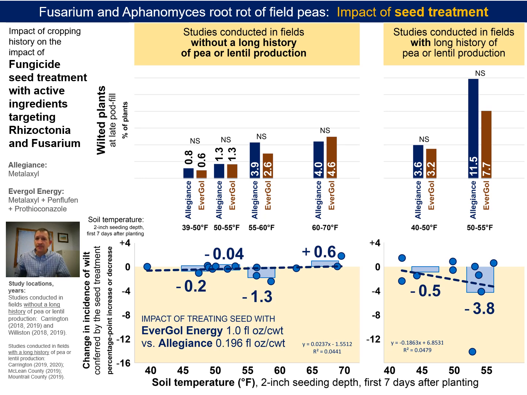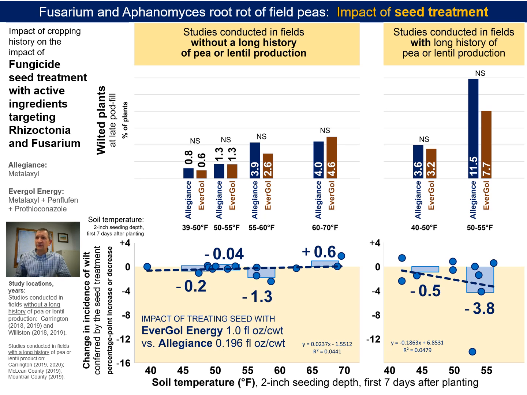Okay. Now, in the studies with a long history of pea and lentil production and with elevated Aphanomyces and Fusarium, obviously now you're going to see much more wilt. And what you can see is that even at those relatively cool soil temperatures, 50 to 55 degrees Fahrenheit, we have unacceptable levels of wilt. You can see with the lesions alone, you had almost 12% incidence of wilt symptoms at mid to late pod fill.